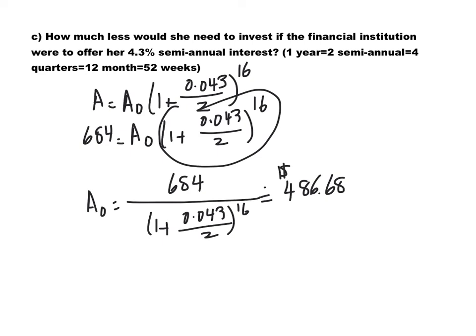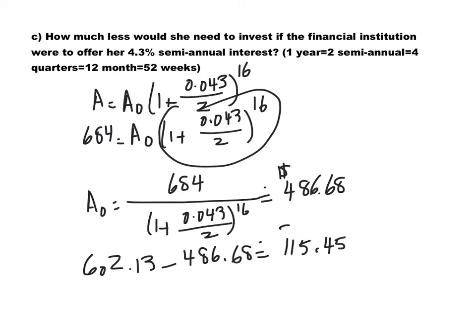Now the difference between what we found before and this one is the amount that she's going to save. So the amount that she's going to save is 602.13, what we found previously, minus 486.68, which is approximately $115.45.